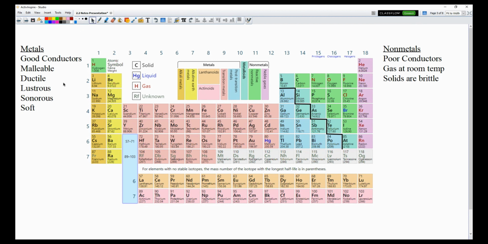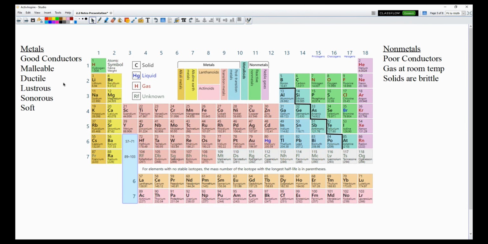And we need to write down some properties of metals. Metals are good conductors. They're malleable. And you probably went over these in junior high, but we're going over them again. Malleable means you can take a hammer and hammer it into thin sheets. Ductile is another property of metals. Ductile means that it can be drawn into a wire. So you can stretch metals into thin wires. Metals are also lustrous, which means that they're shiny when they're polished.